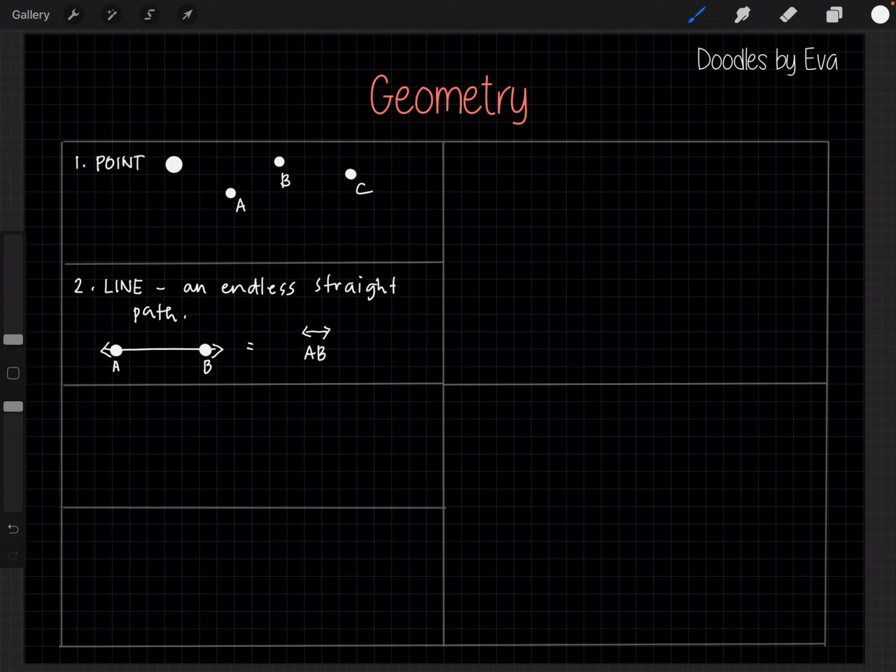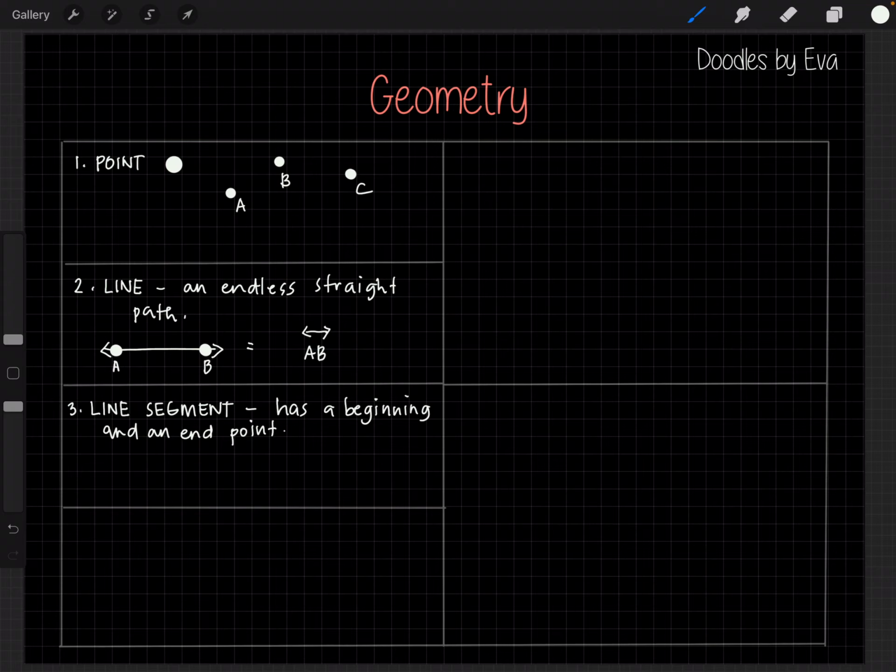Another term is the line segment. Okay? Line segment or segment. A segment has a beginning and an end. Okay? It has a beginning and an endpoint. And there are no arrows on it.